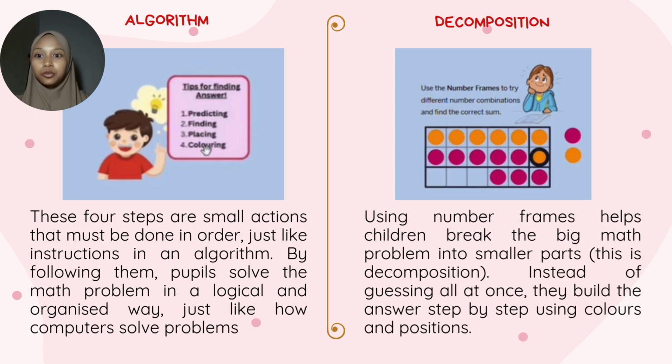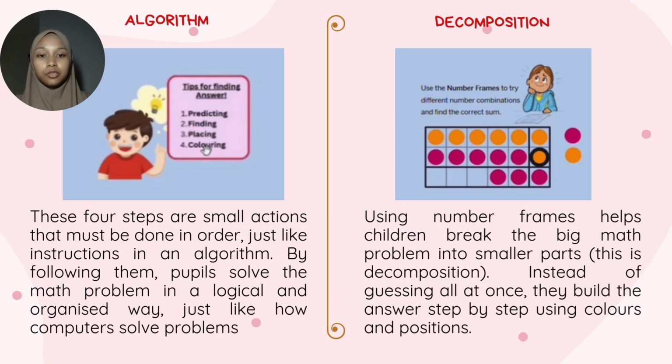Now, I will explain to you where the 4 elements are that I apply in my online activity. If you look at the previous video, that is the tip for finding answer, which is first predicting, second finding, placing, and coloring. This step will help students answer the question easily. These 4 steps are small actions that must be done in order, just like instructions in an algorithm. By following them in a logical and organized way, just like how computers solve problems, students can easily find the correct answer.